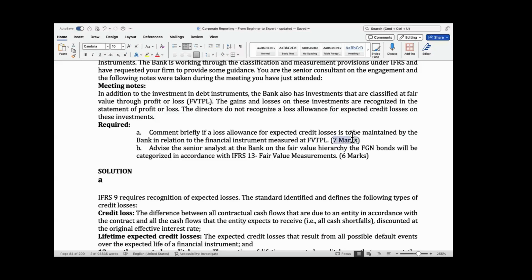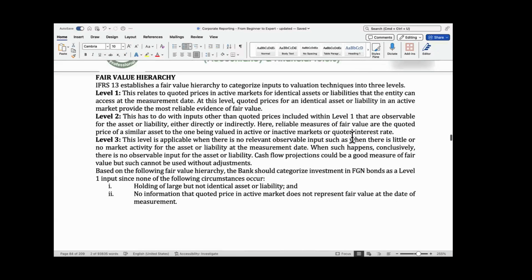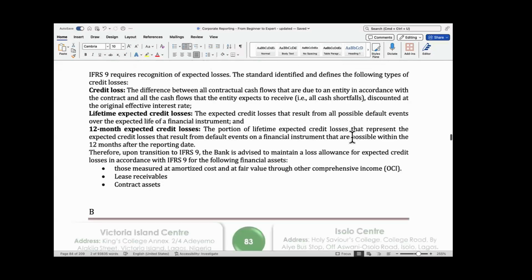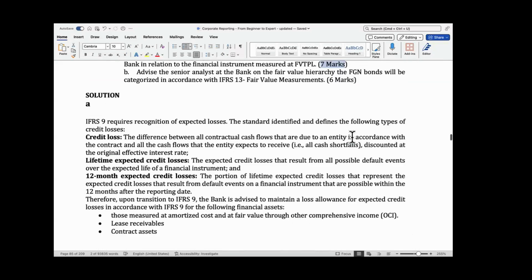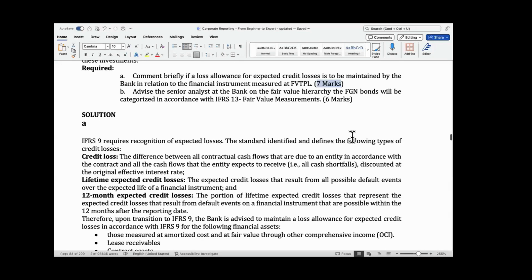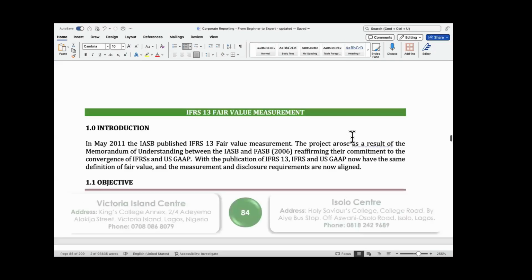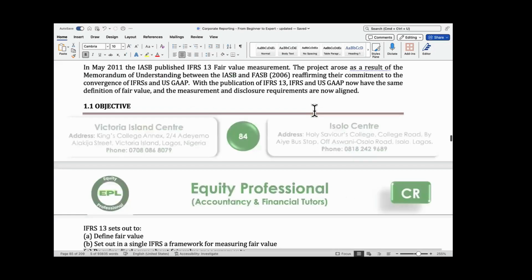Okay, so we're going to stop here for tonight. The next, second question addresses the fair value hierarchy. I haven't taught you fair value, so that's why I intentionally left it. That's the next topic I'll teach you: IFRS 13, fair value measurement. This one too is very short. It's something I have done before, but let me do it fresh.